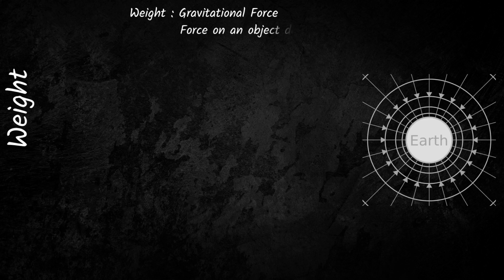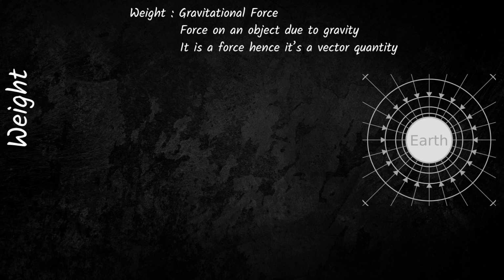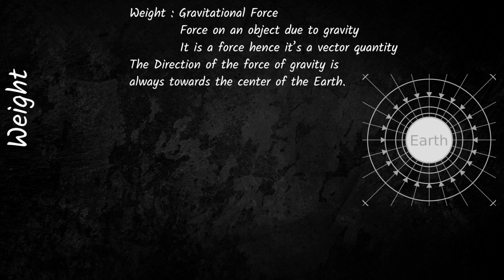So weight is a force, it's a gravitational force, hence it's a vector quantity, and its direction is always towards the center of the earth. The formula for weight is W equals mg, where W is the weight, m is the mass, and g is a constant that can be defined as two things.